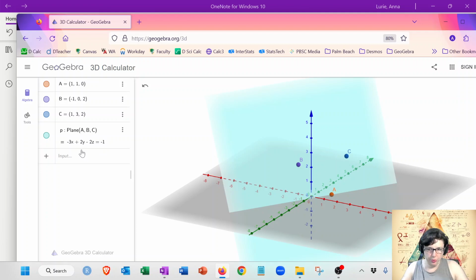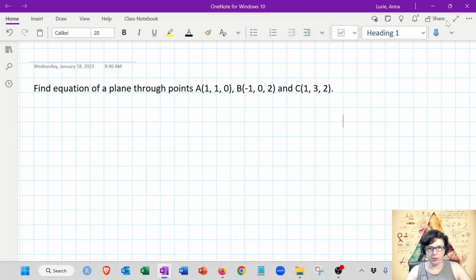You're on the test, nobody's going to give you GeoGebra on the test, unfortunately, right? Isn't that just the coolest thing ever? But how do we do that? Okay, so there are a couple of things you have to do.